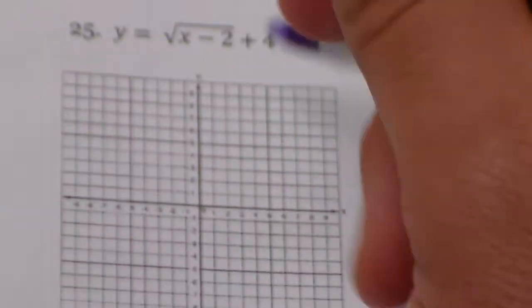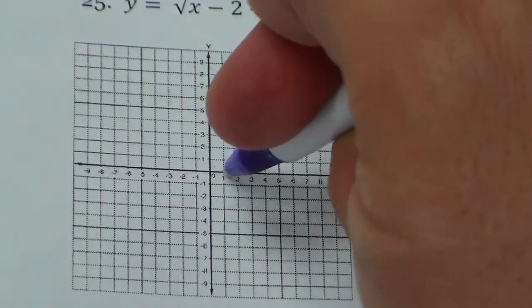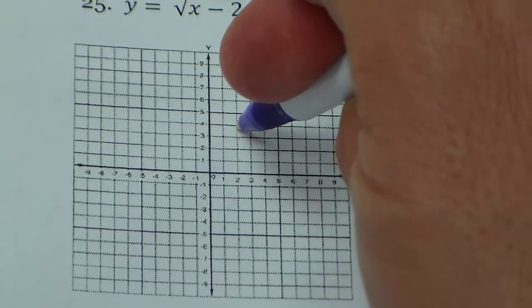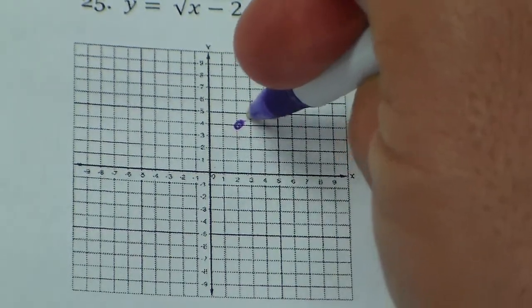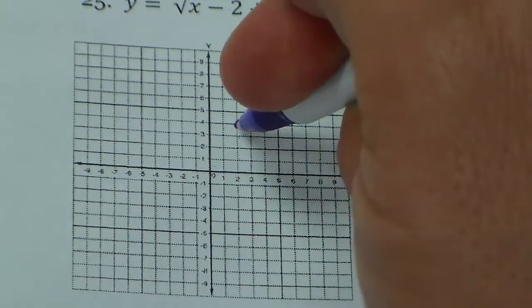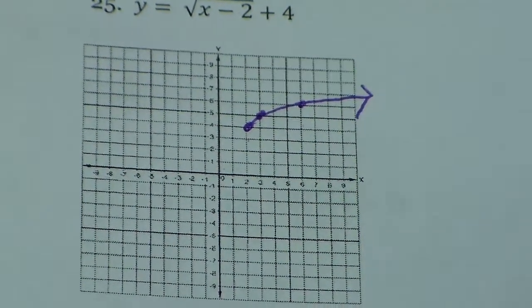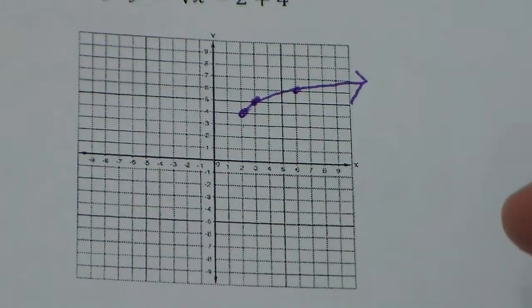So on our graph here, we're going to go right 2, up 1, 2, 3, 4, and then over 1, up 1, over 4, up 2. Because the square root of 4 is 2, so over 4, up 2. Okay, so there's our graph there, excellent.